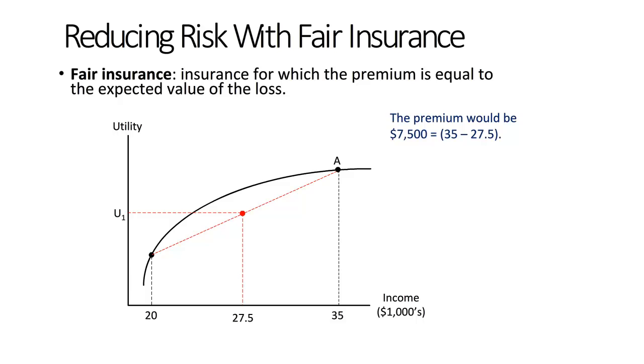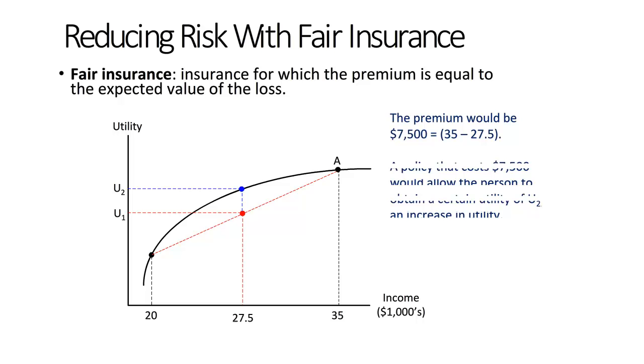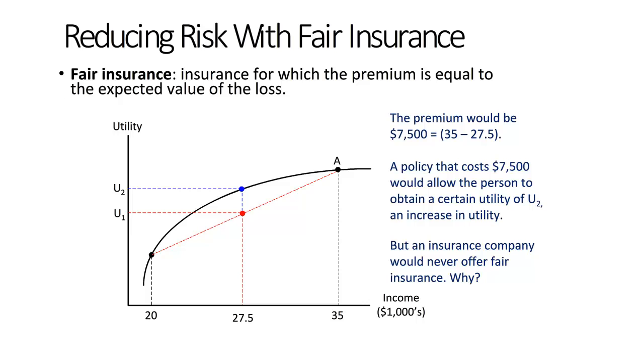A policy that costs $7,500 would move the person from a certain income of $35,000, shown at point A, to a certain income of $27,500, shown as the blue point on the utility curve. Thus, the insurance policy would increase the person's utility from U1 to a certain utility of U2. The problem with this situation, however, is that an insurance company cannot make money by selling fair insurance. The fair amount would just enable them to cover insurance claims. They must charge more than that to finance their business operations.